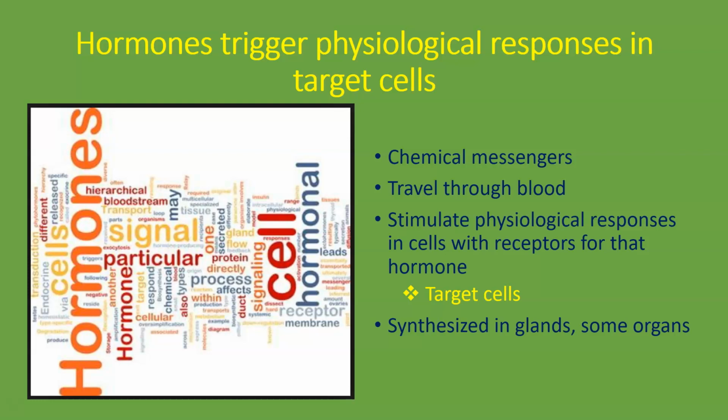The big takeaway here is that hormones are going to travel all throughout the body, but that doesn't mean that they're going to affect every single cell. They're only going to affect the cells that possess a receptor that is specific for that hormone. I just wanted to also mention that both organs and glands can synthesize hormones.